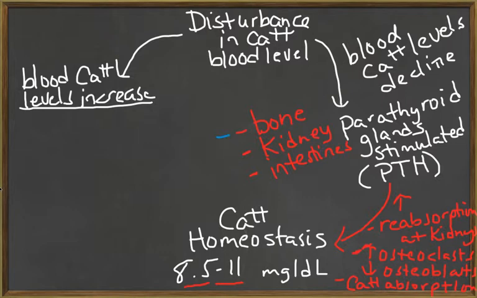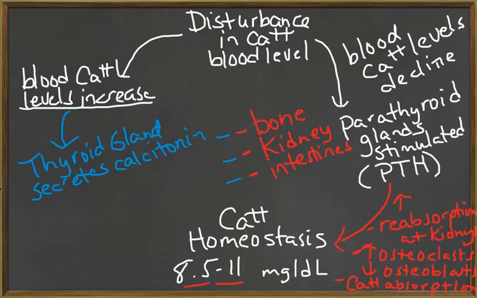We're going to look at the bone to see what is happening at the bone to help the calcium levels go back down. And at the kidneys, how is that going to help the calcium levels decrease? And at the intestines, what's going to happen there that's going to help the calcium levels decrease? So if we look at it, the blood calcium levels are increasing and we need to have them decrease. We have this hormone that's called calcitonin that is released from the thyroid gland, and calcitonin then will decrease the levels of calcium in the blood to bring it back to the 8.5 to 11 milligrams per deciliter.